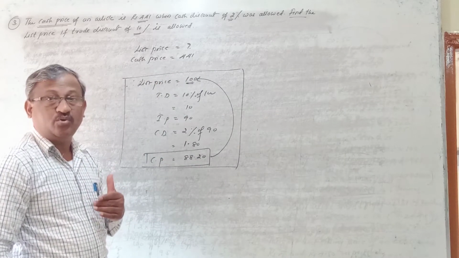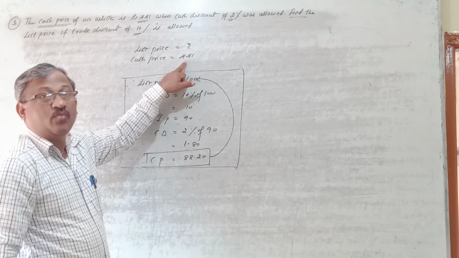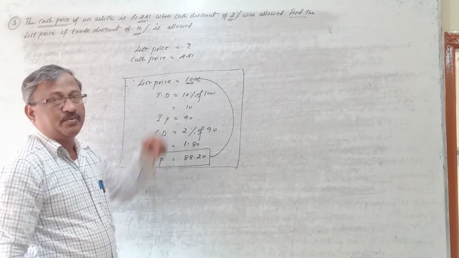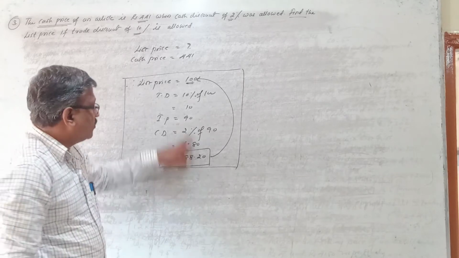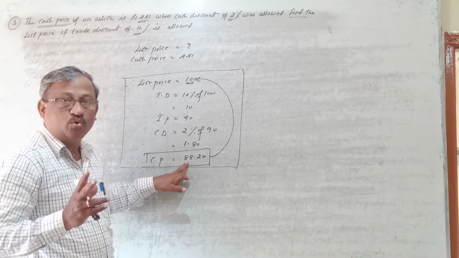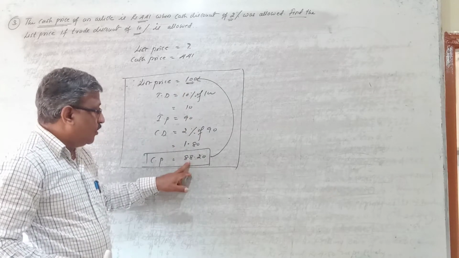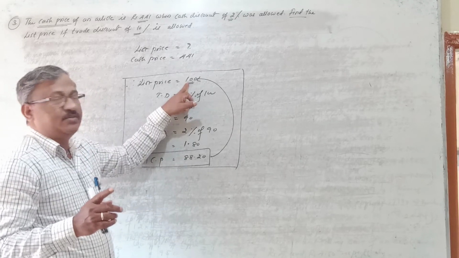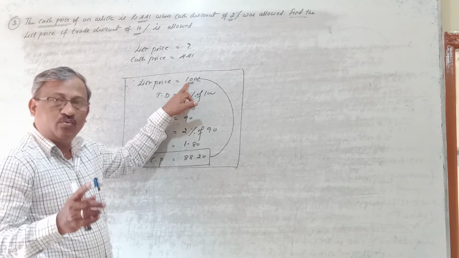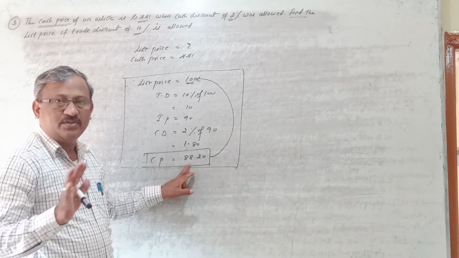But what is the actual cash price given in the problem? It is rupees 441. So if this is the actual cash price, I want to calculate what the actual list price should be. Because as per my assumption, I know both the cash price as well as the list price. When 88 rupees 20 paisa is my cash price, at that time my list price must be 100. Then only I get 88 rupees 20 paisa as my cash price, otherwise not.